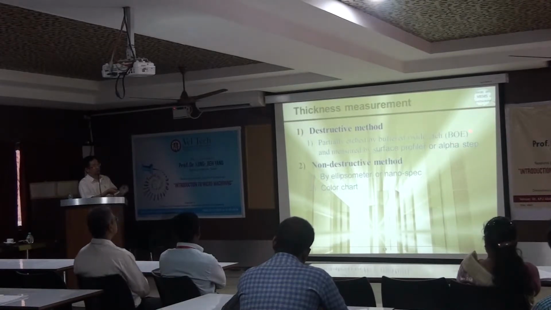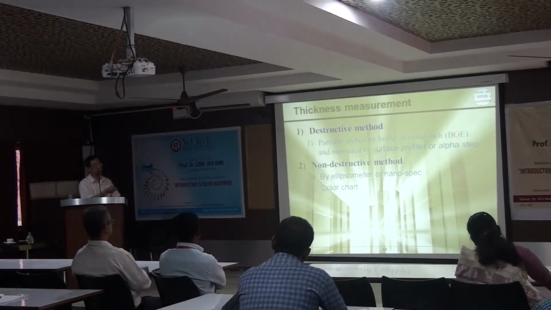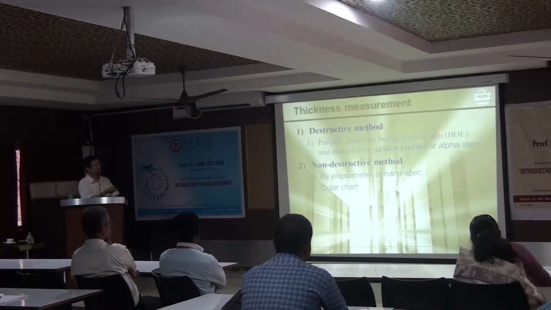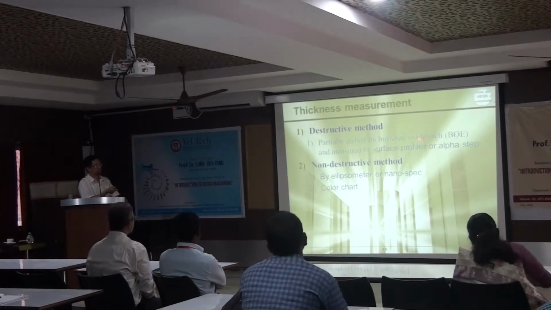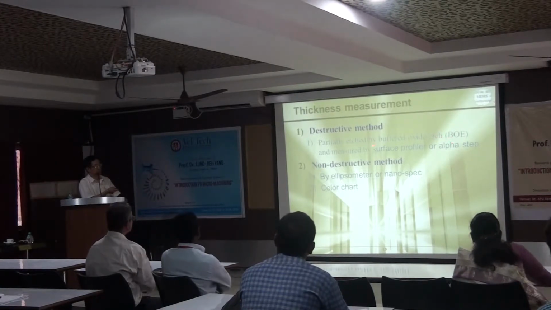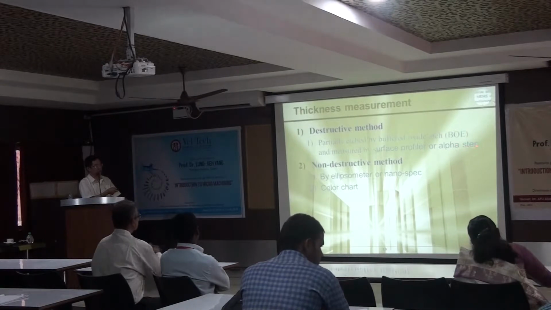BOE is a buffer, but the original one is HF, which is very dangerous. So we use the dilute. Dilute HF BOE is maybe only 6 to 10%, so it's not so strong, but still very, very dangerous. This kind of solution can attack oxide and remove oxide. So we partially remove oxide and measure it by a service provider or in another step.